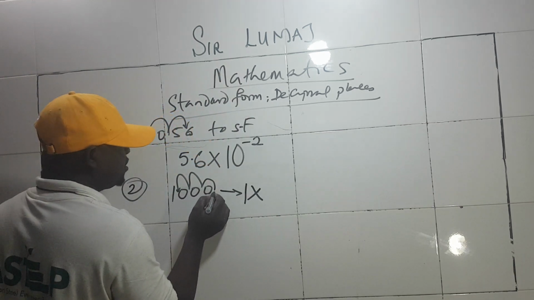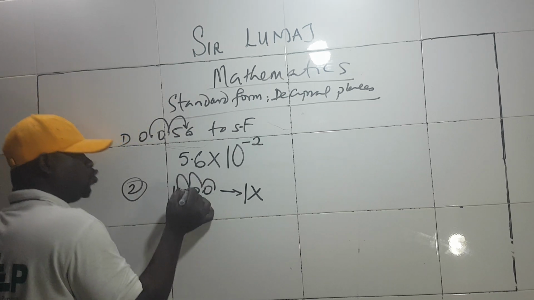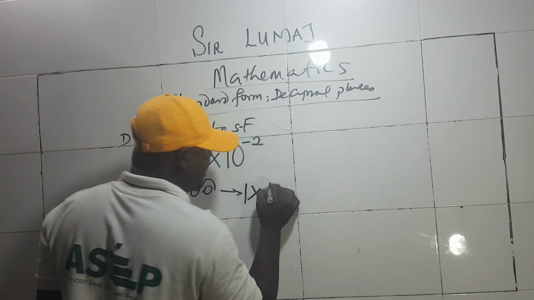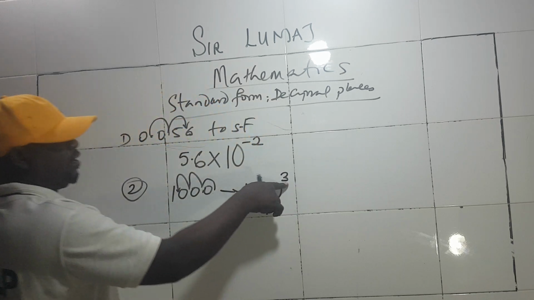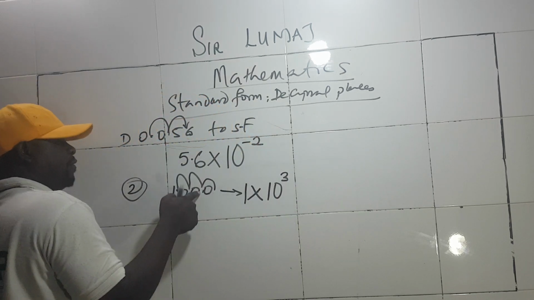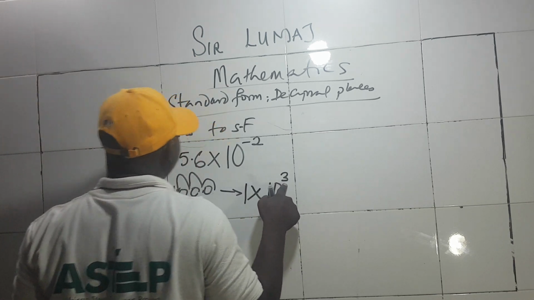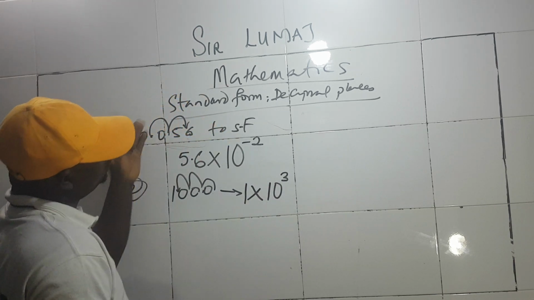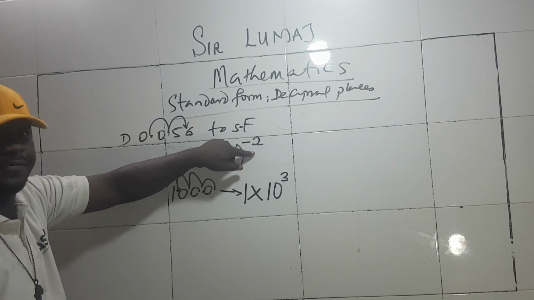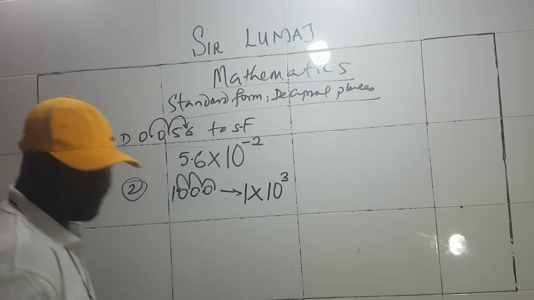How many times have you moved it? 1, 2, 3. So I have 10 raised to power positive 3. Because if you are moving from right to left, it's going to be positive. If you are moving from left to right, it's going to be negative. That is for standard form.